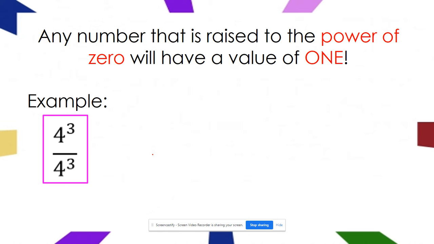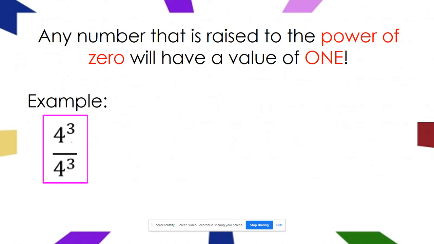Today we're going to learn our last two exponent rules, which are the zero rule and the negative rule. We're going to start with the zero rule. If you look at the example on your screen that says 4 to the third over 4 to the third, this is actually a quotient problem because it's a division problem. And we know that when we have a division problem, we would subtract our exponents. So we would take this exponent of 3 and subtract this exponent of 3 from it.